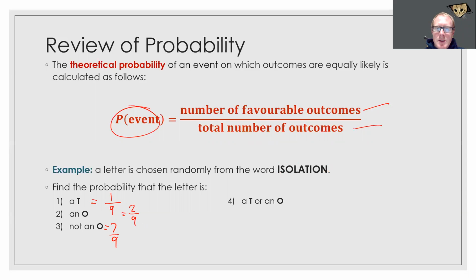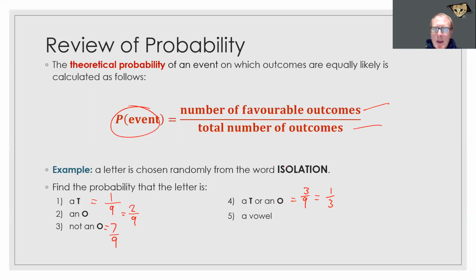Now, I could choose a T or an O. Now, we know that there's 1 T and we know that there's 2 O's. So together we've got 3 out of 9. Now, the probability of choosing a T or an O is 3 out of 9. I can simplify fractions down. And in this case, I can simplify this fraction down by dividing the top and the bottom by 3, which gives me 1/3.